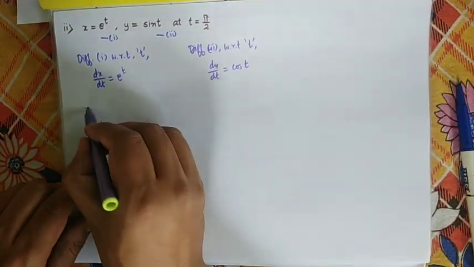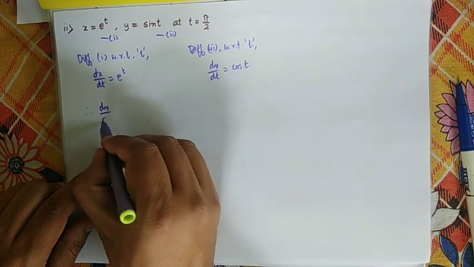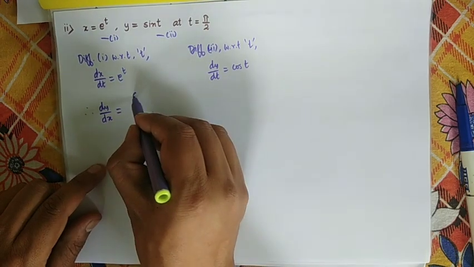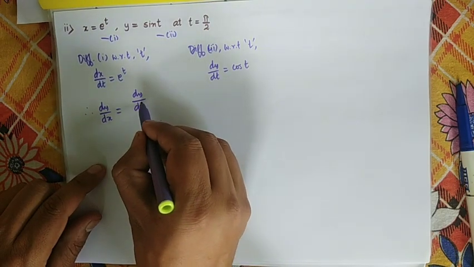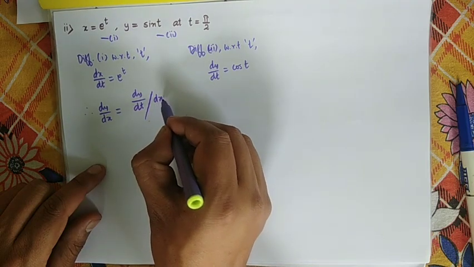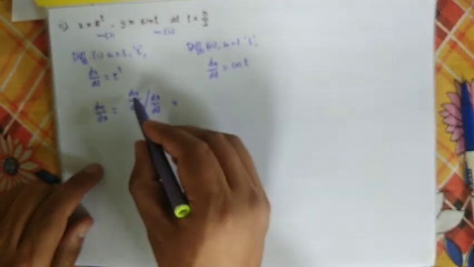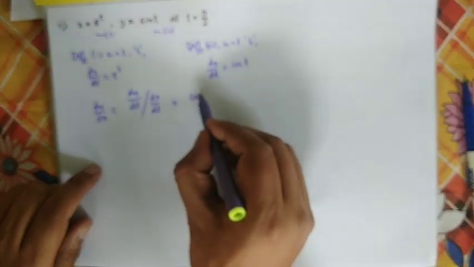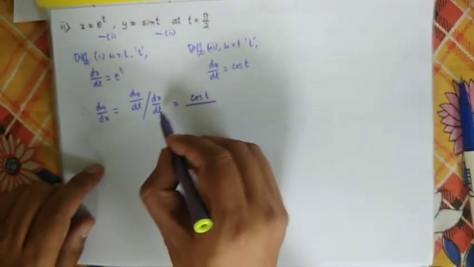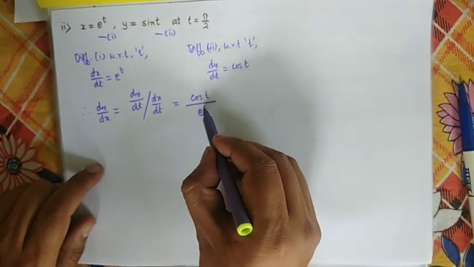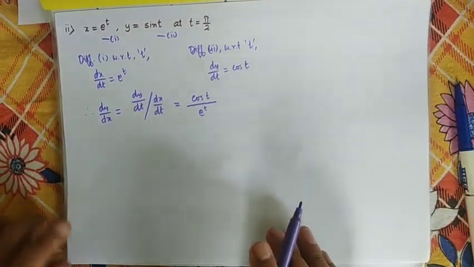Okay, so therefore dy by dx can be written as dy by dt divided by dx by dt, which is: dy by dt is cos t, and dx by dt is how much? It is e to the power t. So this is my first order derivative.